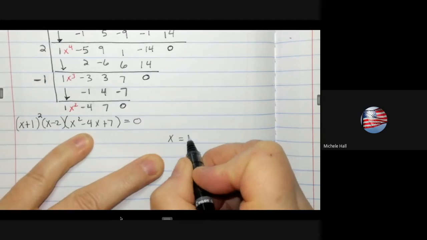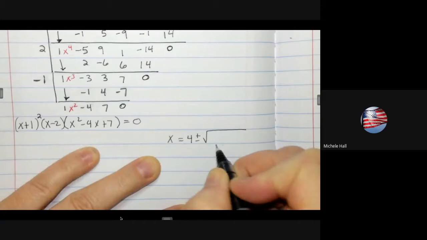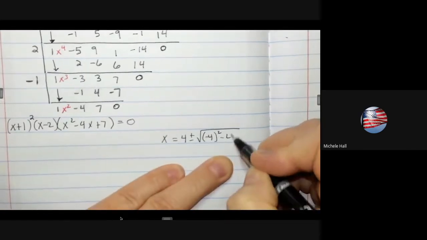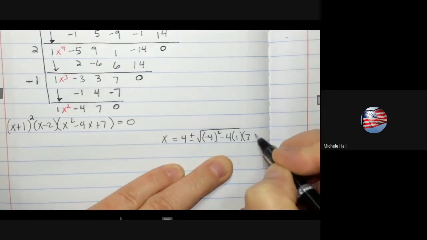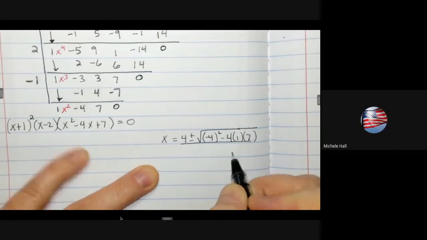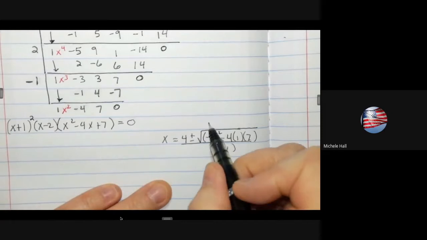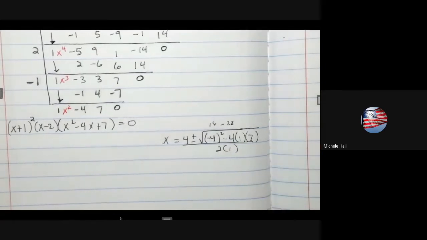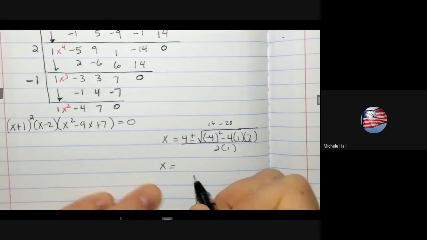Negative b is going to be a positive 4 plus or minus b squared, -4 squared minus 4 times a times c, all over 2 times a. We have 16 minus 28. So we do have an imaginary solution here in the complex plane.